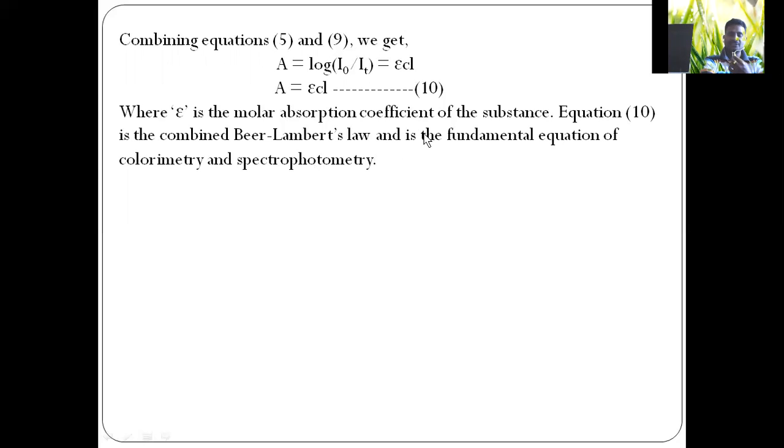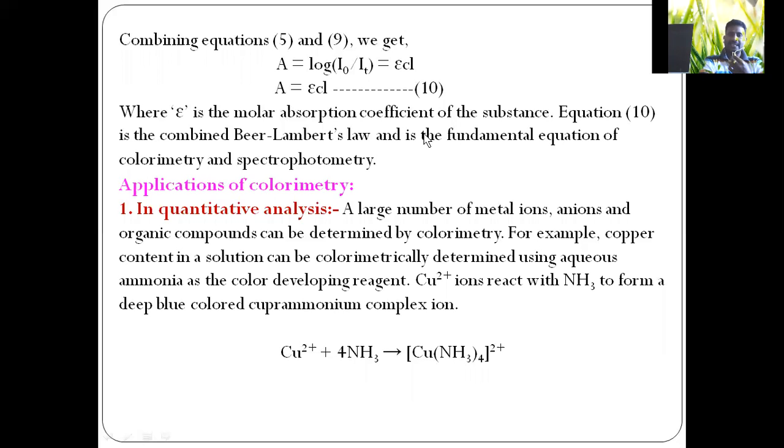Based on this, there are two applications explained here. Number 1 is quantitative analysis, which we are going to do practically in the chemistry lab. How to explain this quantitative analysis? A large number of metal ions form color in the complex. A number of metal ions, anions, and organic compounds can be determined by the colorimetric method. For example, copper content in a solution can be colorimetrically determined using aqueous ammonia as the color developing reagent.